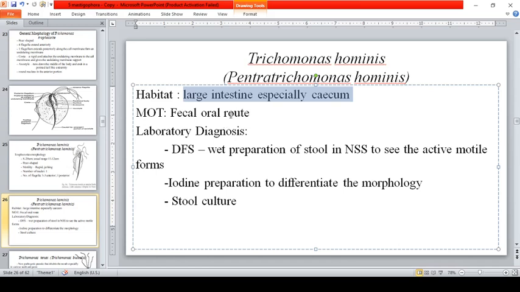So, mode of transmission, fecal-oral route. Laboratory diagnosis: direct fecal smear, wet preparation of stool in NSS to see the active motile forms. Okay, so iodine preparation, that is to differentiate the morphology, and possible na stool culture.